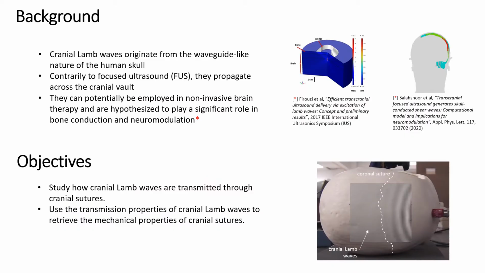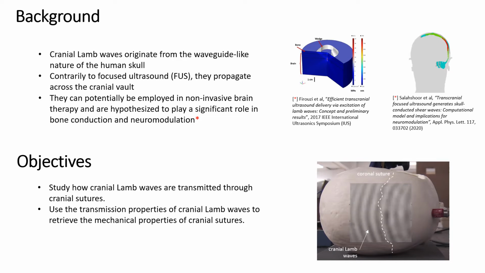There have been some studies recently that demonstrated that the human skull can sustain a guided wave motion, and it has been suggested that cranial Lamb waves can be used to enhance the transcranial ultrasound transmission, to measure intracranial pressure, and also that they are responsible for bone conduction. But these studies assume that the cranial Lamb waves can propagate between two far regions of the skull without taking into consideration that the cranial sutures may act as a screen for these waves.